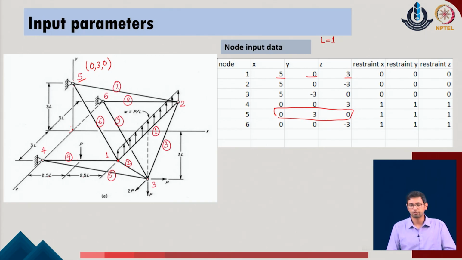Now as a next part, we also define what the restraints are in the given system. For a truss member, we have restraints only in translation, so we define the restraint in the directions x, y and z. There are no rotation restraints in the given problem.